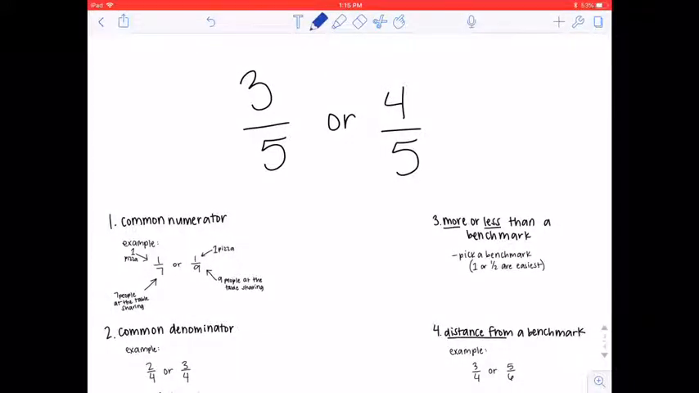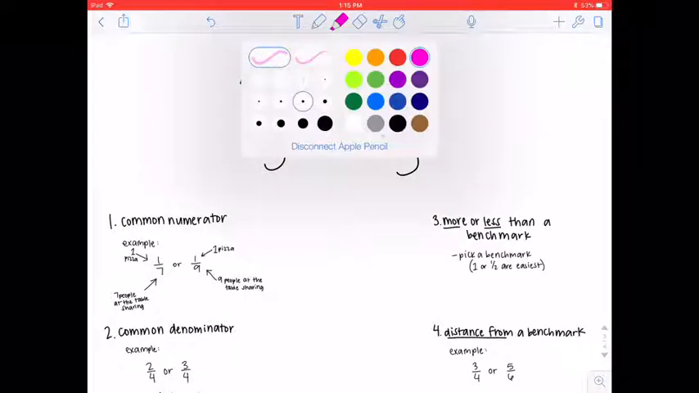Okay, so here's your first problem, and I want you to look at the 4 ways that we know to compare. So our first option is to look at common numerators. Now, if you have a common numerator, that means the numbers on the top are the same. And remember what we did with the pizzas.